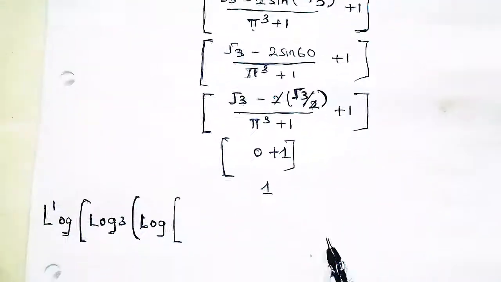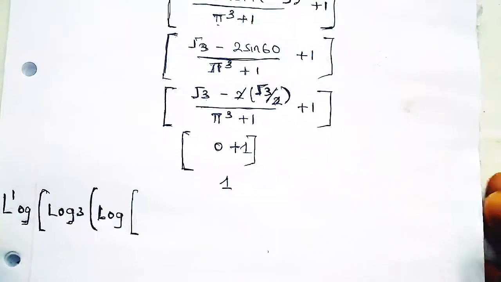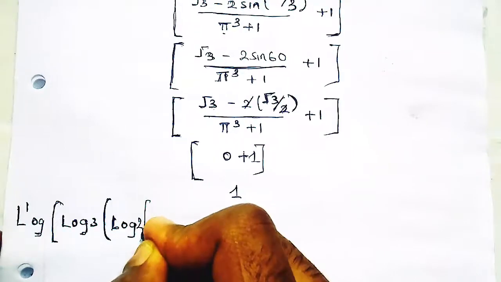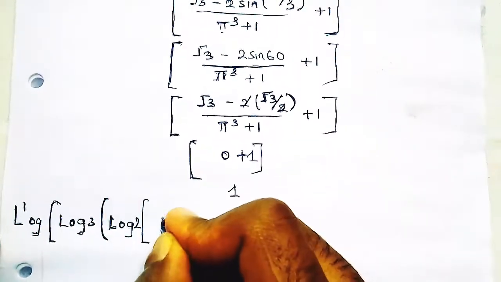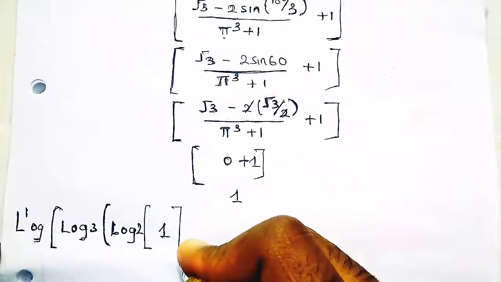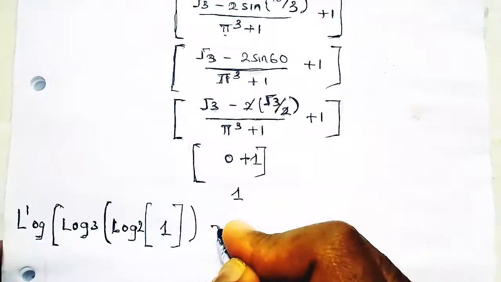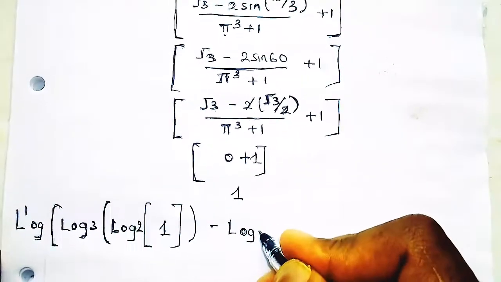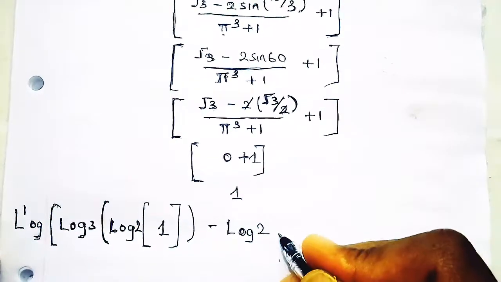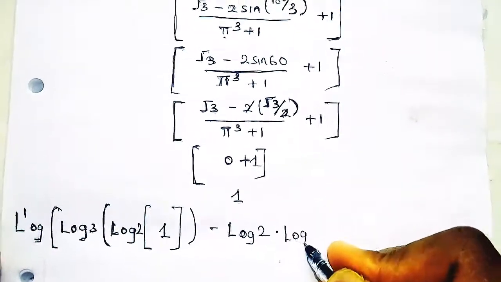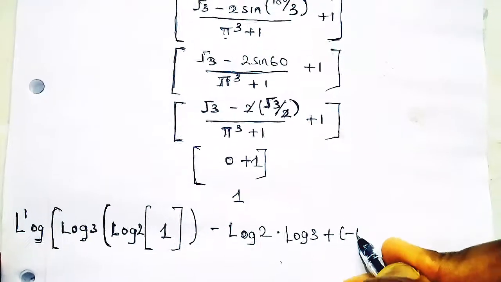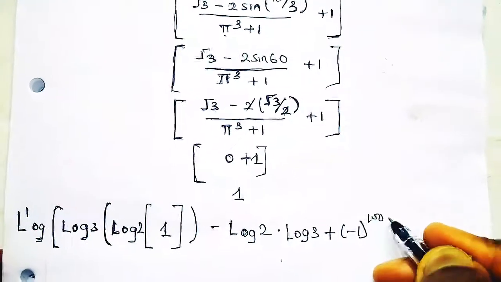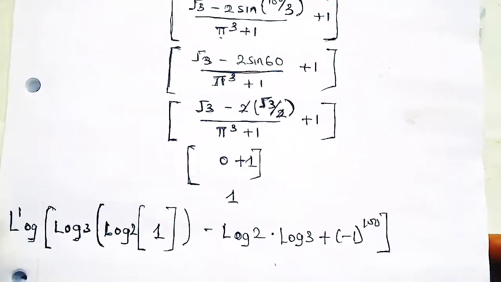So we'll be having log 2, and we have 1 minus log 2 plus log 3 plus minus 1 raised to power 100, and closing the bracket.